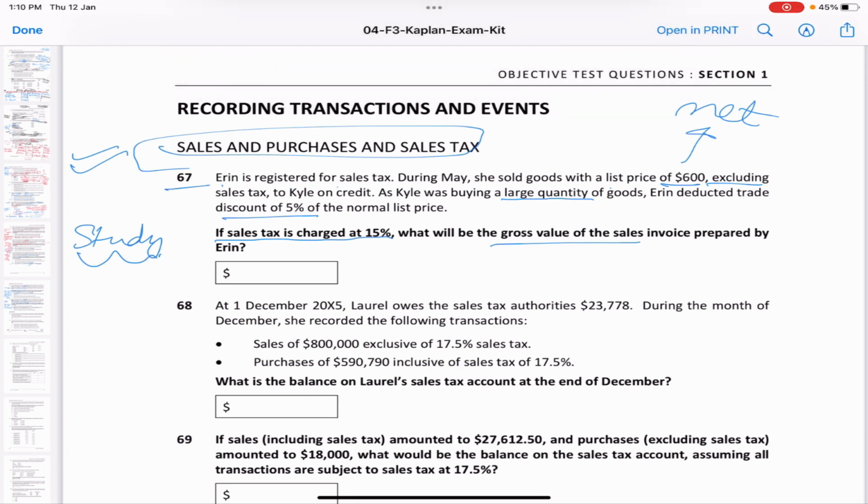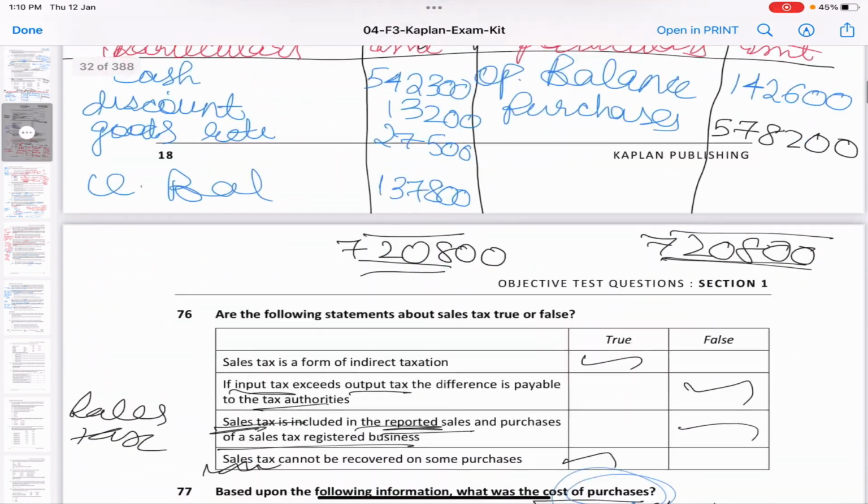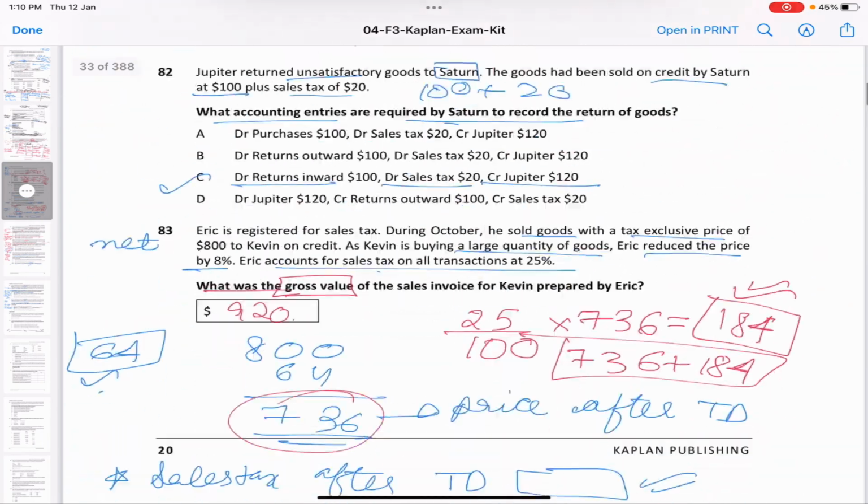Okay, now we are going to be starting with the inventory. So let us start with inventory.